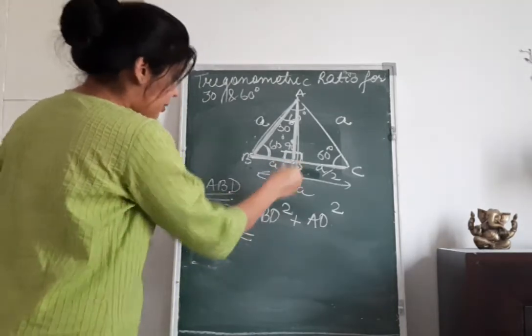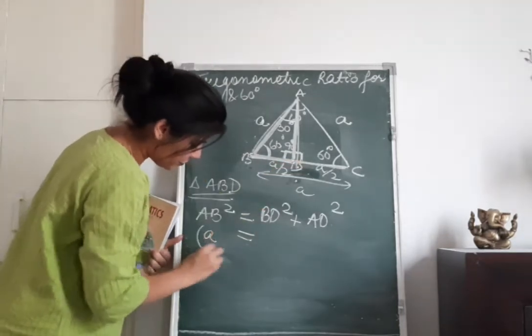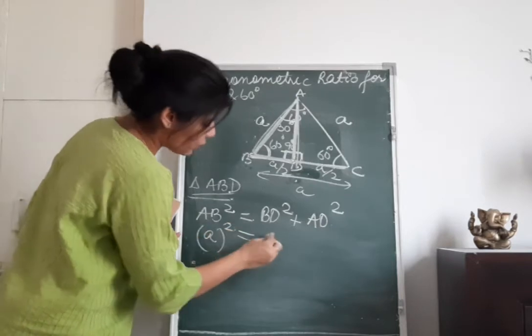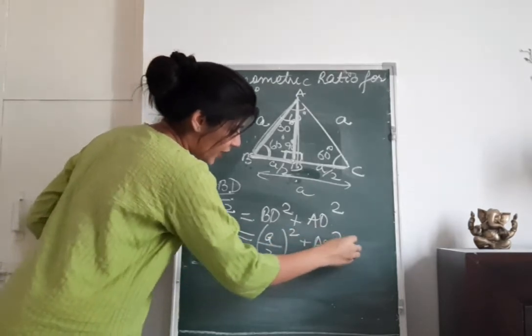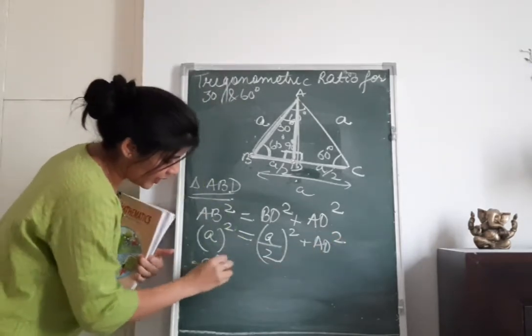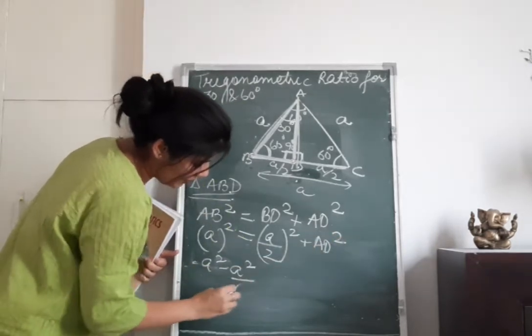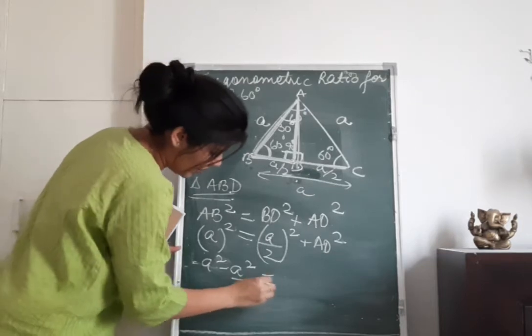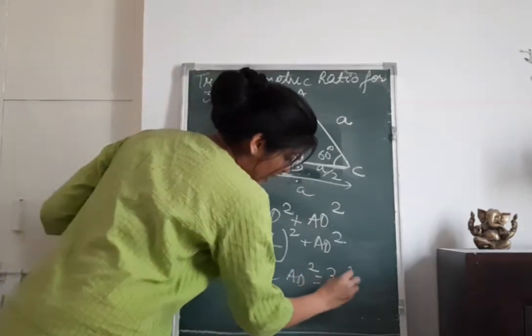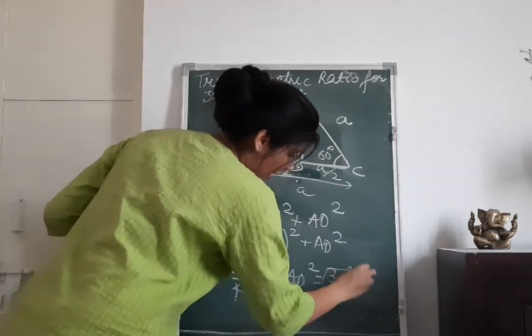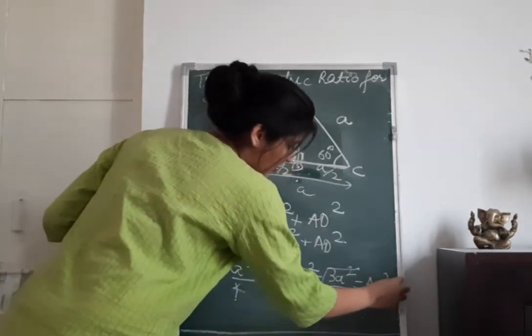Now what is AB square equal to? A square. BD square will be equal to (A by 2) whole square. That will be equal to AD square. So A square minus A square by 4 will be equal to AD square. That gives me this as 3A square by 4, whole under root, will be equal to AD square.